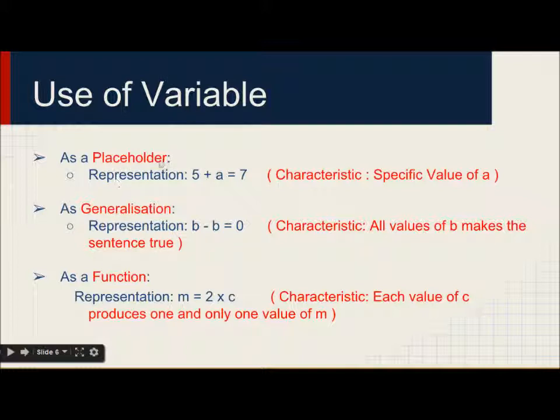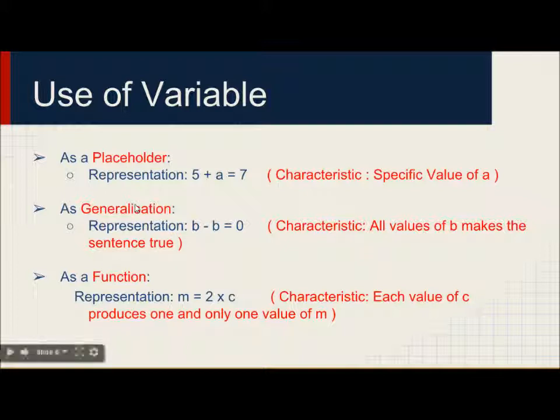We can use the variable as a placeholder, a generalization, or a function. So let's see one by one. What is a placeholder? A placeholder can be represented like this: 5 plus a is equal to 7, where a is a variable. In this case, there is one and only one value of a, which is 7 minus 5, which is 2. There is only one value. So placeholder means there is a specific value of a.